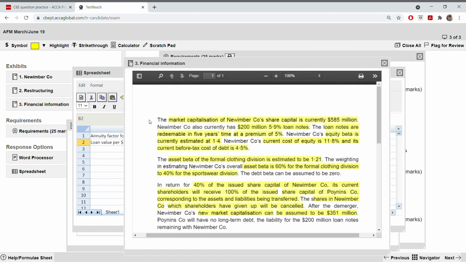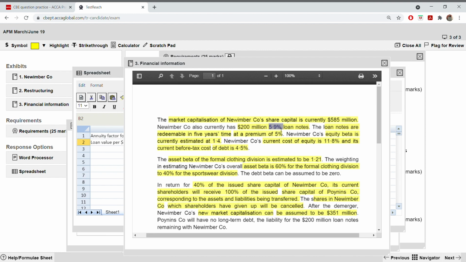Let us open the financial information. If you see the loan note is 5.9% of 200 million, that means what? Your interest is 5.9. How do you find interest? It's always given like this, 5.9% loan note. So whatever percentage is given before the loan note, that is your interest.